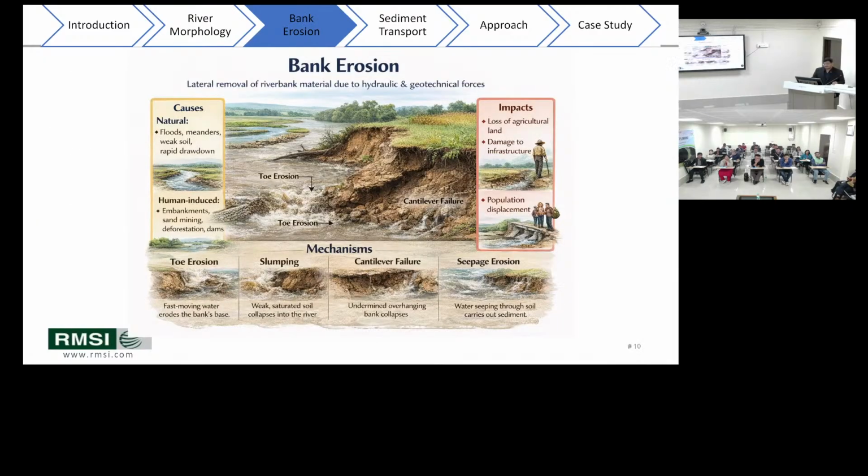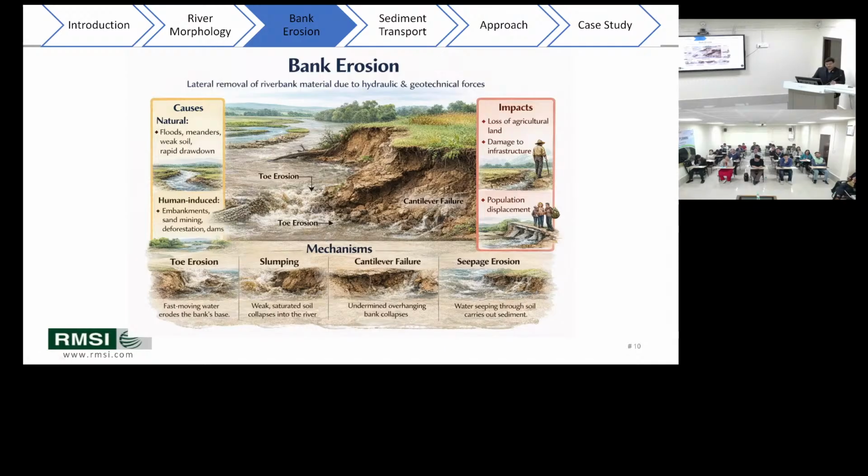Coming to bank erosion. Bank erosion is basically the removal of bank material due to hydraulic or geotechnical forces. The main mechanisms behind it are: toe erosion, where the river velocity is high and it is eroding the bank of the river; slumping, which means weak soil failure; cantilever failures, which means overhanging soils above the river bank; and seepage, where water seeps through the bank soil.